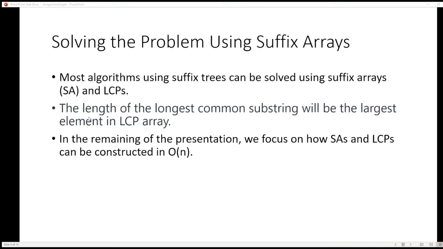So how do we solve this problem using suffix arrays? Most algorithms using suffix trees can be solved using suffix arrays along with another array. In our case, this array can be the LCP array. The length of the longest common substring will be the largest element in the LCP array, as we will see later. So in the remainder of this presentation, we focus on how suffix arrays and LCP arrays can be constructed in linear time.